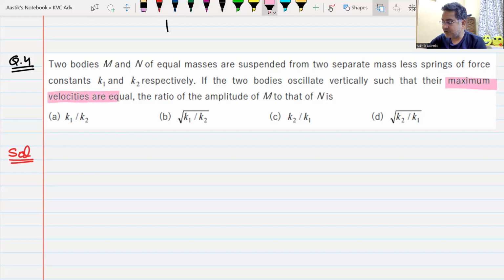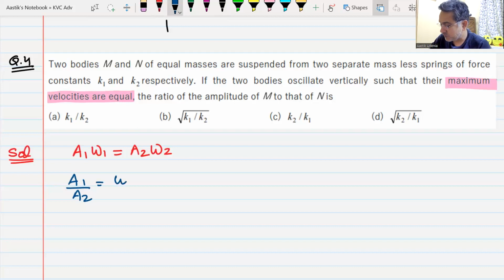The maximum velocities are equal. What is the maximum velocity in an SHM? A1 omega 1, that is A into omega, is equal to A2 into omega 2. Such a simple problem, beta. So amplitude A1 divided by amplitude A2 will be equal to omega 2 divided by omega 1, which will be equal to root over K2 by K1. Masses are the same. So that is the answer that we are looking at. It's the simplest question that was given anyway.